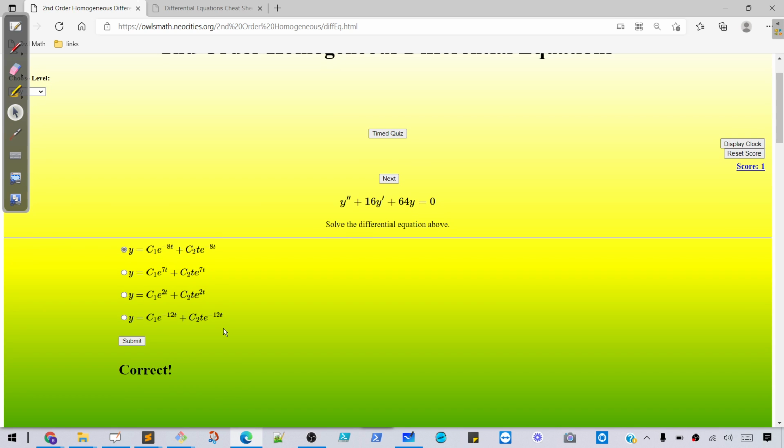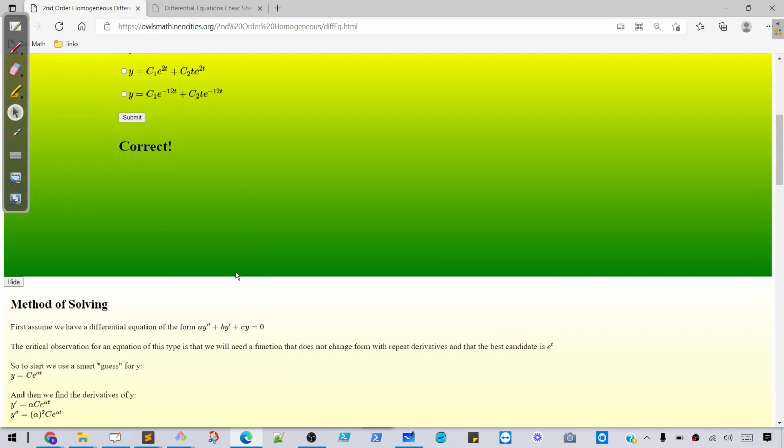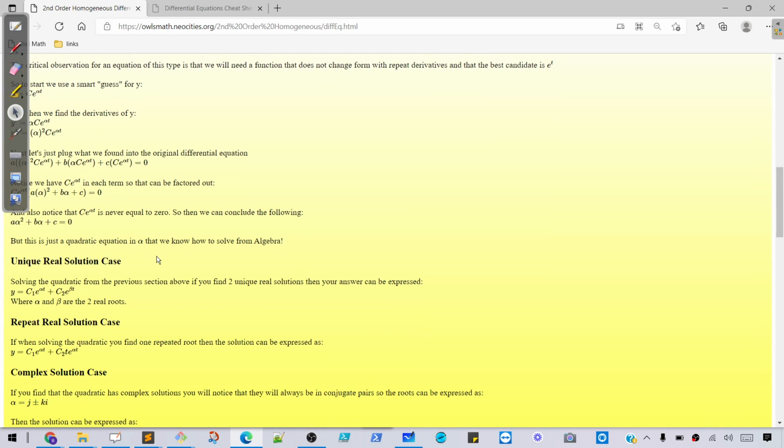It's actually a pretty simple trick to add a t, and that would even work if this was a cubic or a higher degree equation. If you had three roots and they were all the same, you could add t squared and so on. So it's pretty straightforward. That's what you do in those cases.